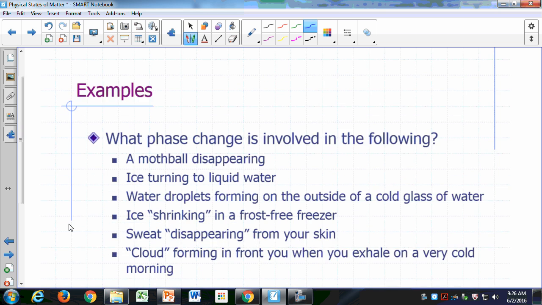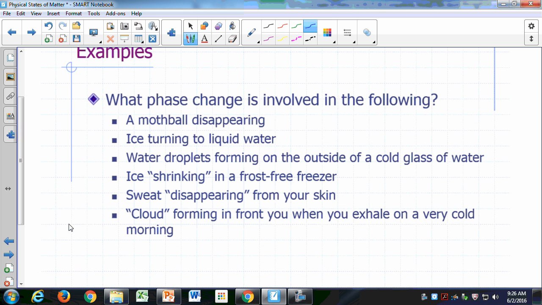Okay, so here are some examples of phase changes. What do you think? What terms would you use to describe these? A mothball disappearing. A mothball is something that you put in your closet to kill moths. It's usually spherical in shape, and it just shrinks over time, and you can smell it. It's got these characteristics now.